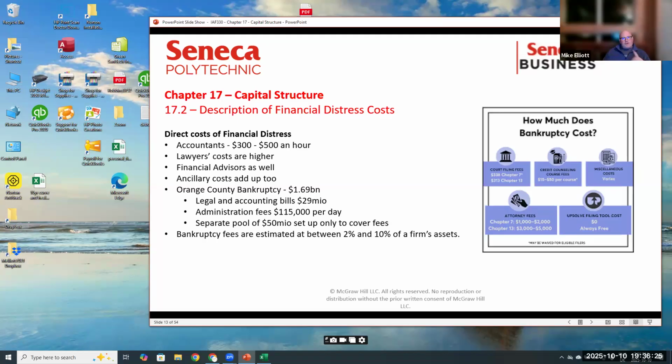Think about this one. Orange County filed for bankruptcy. Their bankruptcy was $1.69 billion. Their legal and accounting fees were $29 million on top of that. Their administration fees were $115,000 a day. They had to set up, for this $1.69 billion bankruptcy, a separate pool of $50 million only to cover these fees. Okay. In the average bankruptcy, fees are estimated between 2 and 10% of the firm's assets. So bankruptcy is not cheap.